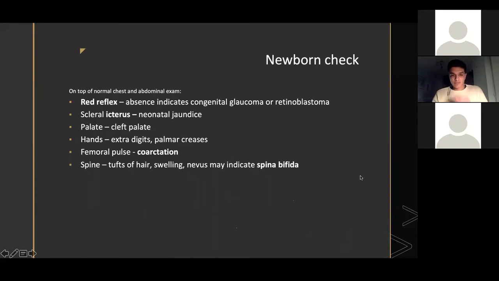Look at the spine. So spine for tufts of hair, swelling or nevus, indicative of a spina bifida, much more sensitive than asking the mum if they were taking their folate in pregnancy. Okay, have a good look, have a feel.